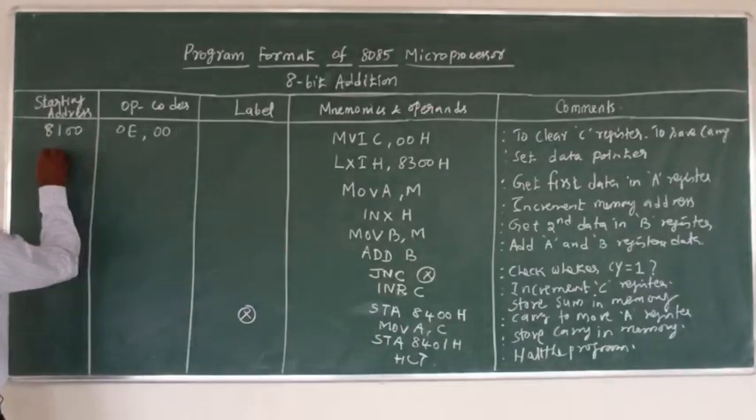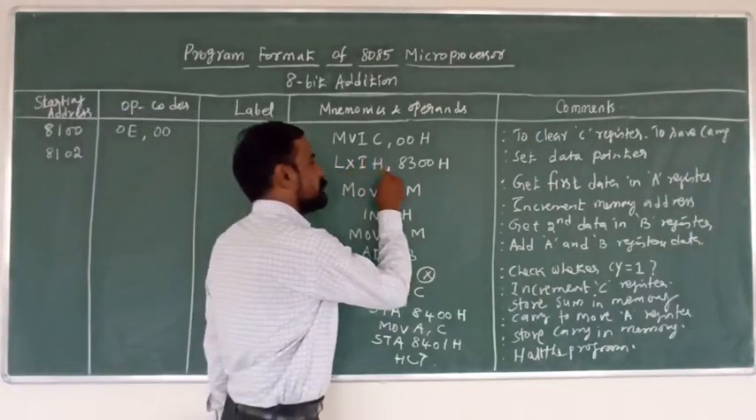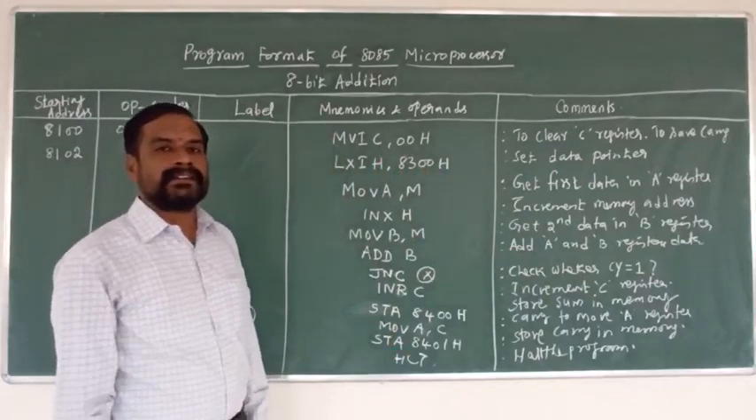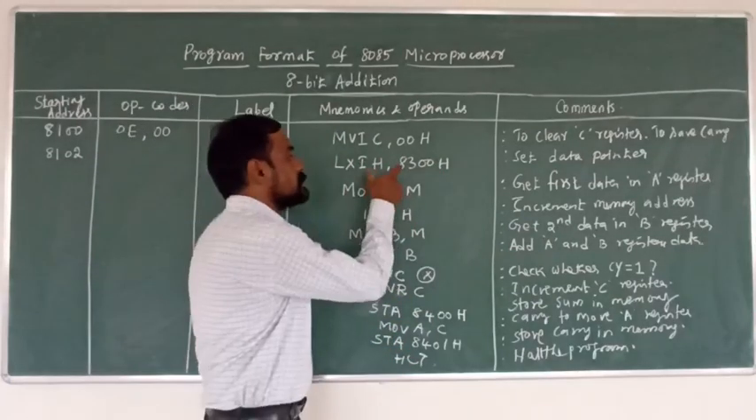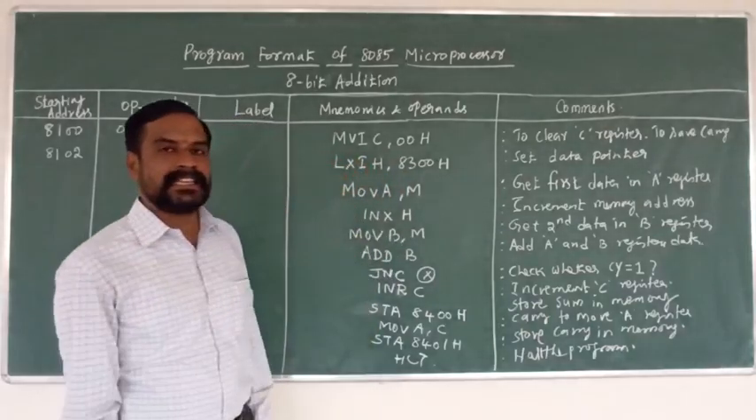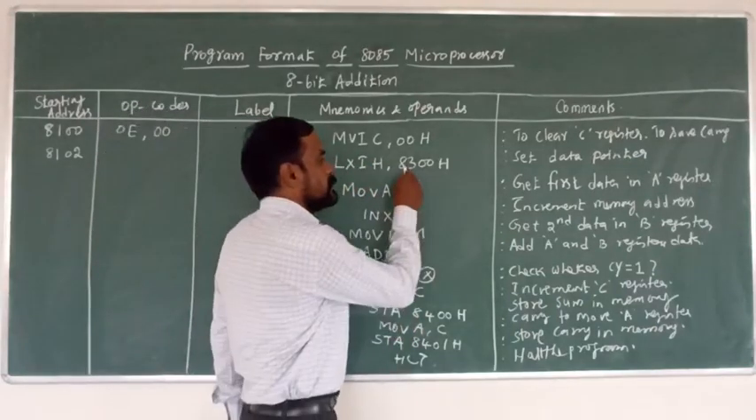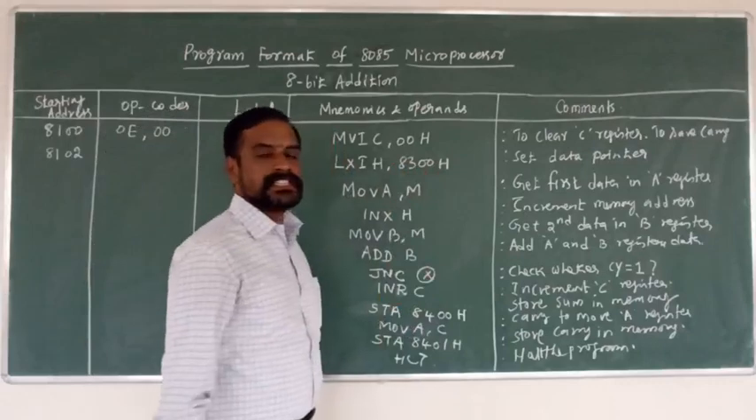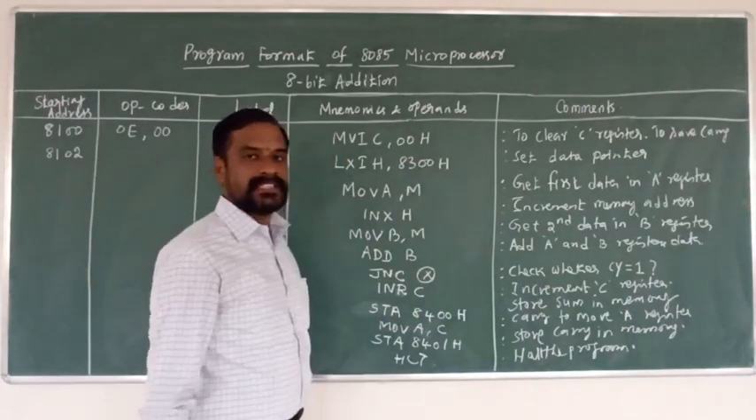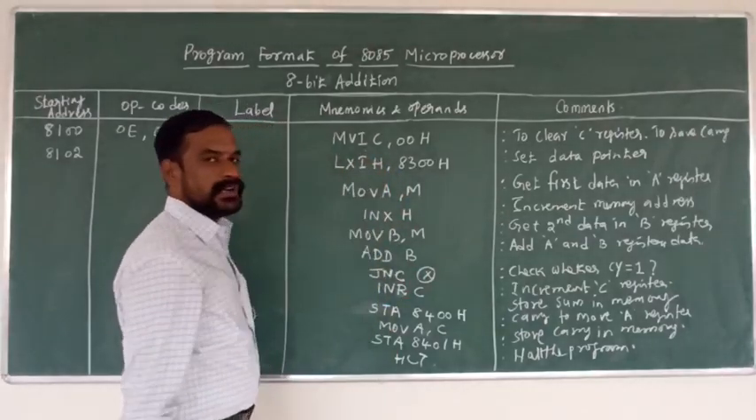Next address 8102, LXI H, 8300. This is how many byte instruction? This is a 3 byte instruction. LXI H has its own opcode, and 8300 is a 16-bit address, which requires 2 bytes. Total 3 bytes. For LXI H, what will be the corresponding opcode?